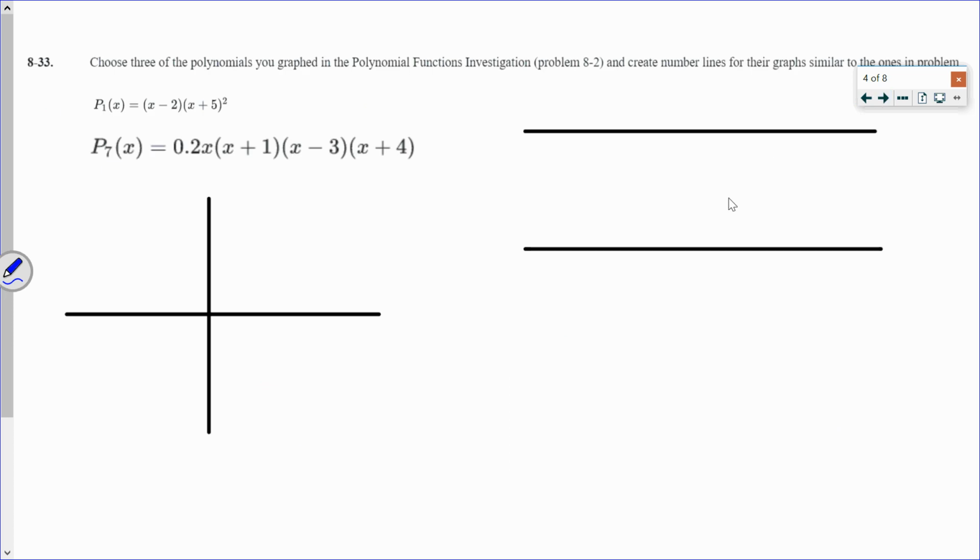At the end of 8.1.2, we had this 8-33, where it says, choose a couple of these and see if you can actually create a number line game.